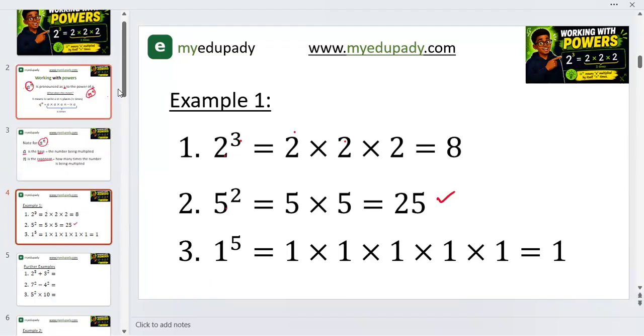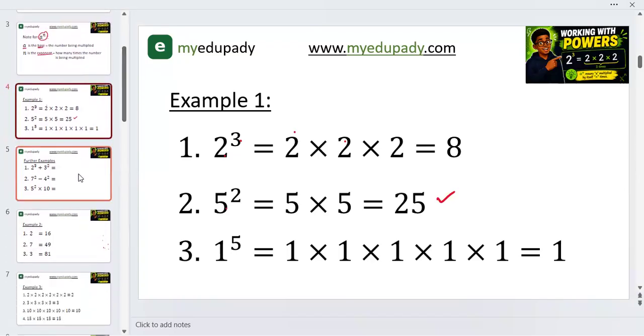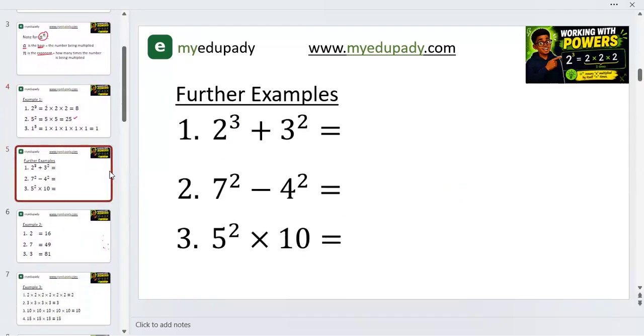Now let's take this further and look at some interesting examples together. Right. So we have this case, 2 exponent 3 plus 3 exponent 2. We know that 2 exponent 3 means 2 times 2 times 2. So add 3 exponent 2 means 3 times 3. So 2 times 2 times 2 will give us 8. Add 3 times 3 gives us 9. 8 add 9 gives us 17. Hence, the answer to the first question is 17.